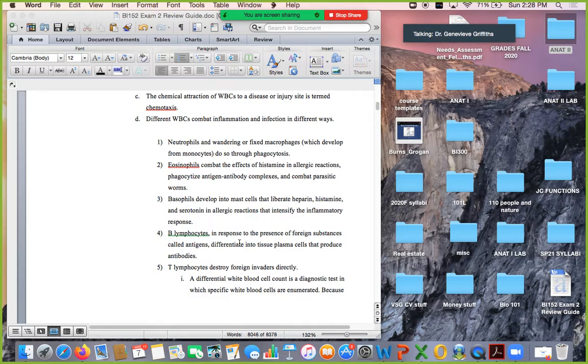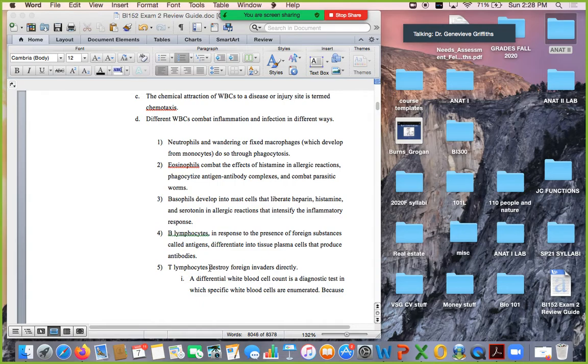Basophils are going to turn into mast cells, and mast cells are going to be involved in releasing heparin. Heparin is involved in blood clotting; heparin is a blood thinner. Also, they're going to release histamine and serotonin in these allergic reactions. All of this is going to help intensify the inflammatory response, so it's kind of a feed-forward mechanism that is going to make greater and greater inflammation.